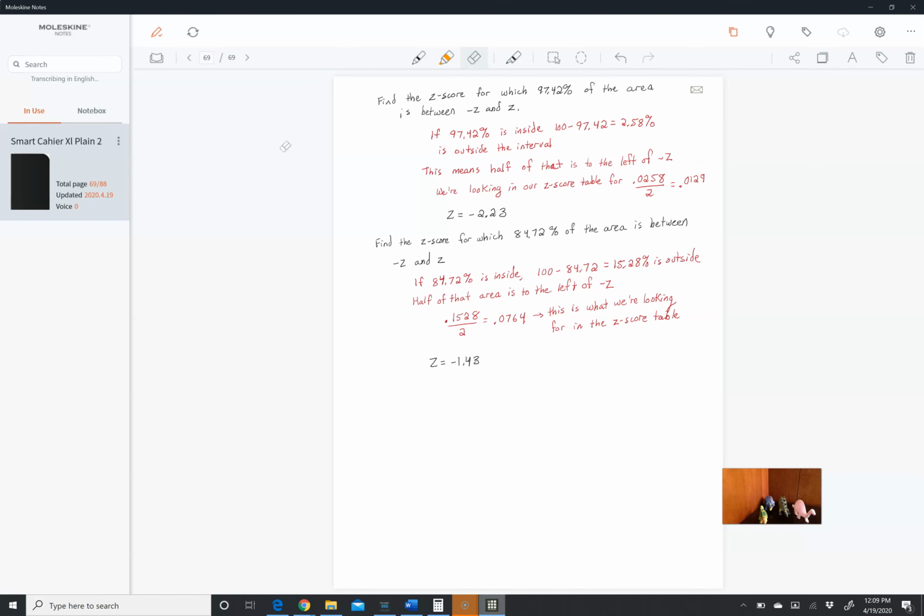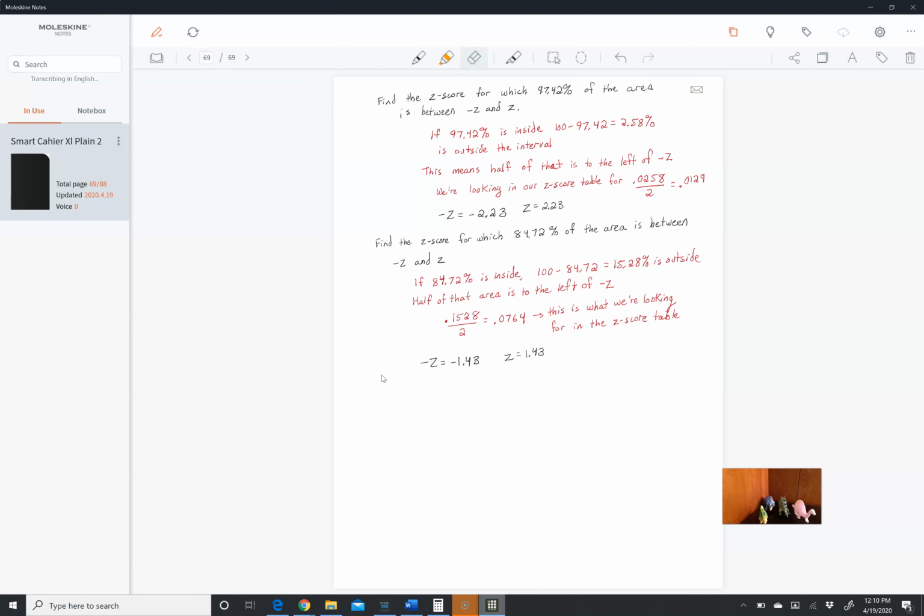And we say z equals negative 1.43, but this is really negative z, right? Just the way that it's written. It's not really incorrect to write z equals negative 1.43, but the way this is written, this is saying that the area is between negative z and z. So that's why I would write it like this. Okay.